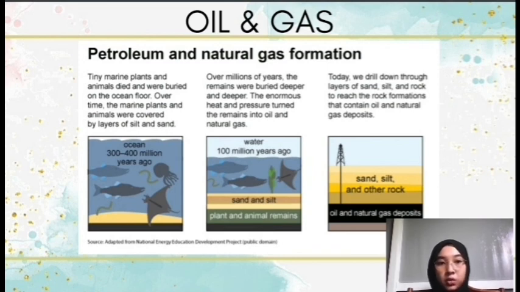For oil and gas formation, tiny marine plants and animals died and were buried on the ocean floor. Over time, they were covered by a layer of silt and sand. Over millions of years, the remains were buried deeper and deeper. The enormous heat and pressure turned the remains into oil and natural gas.